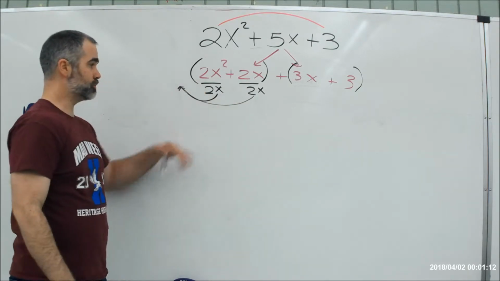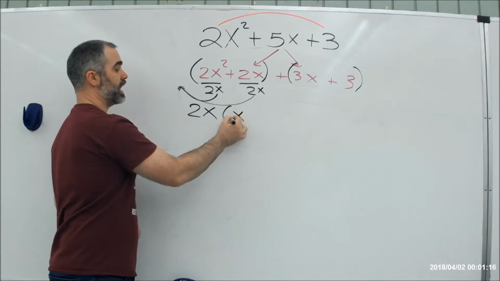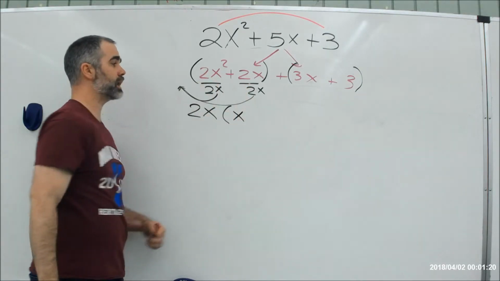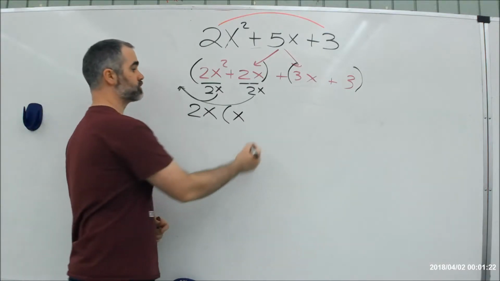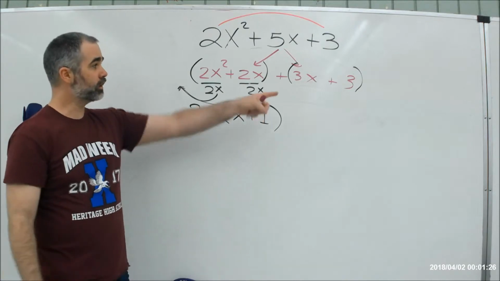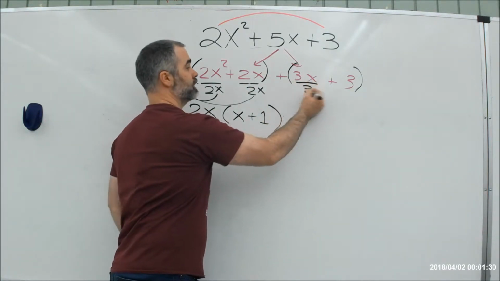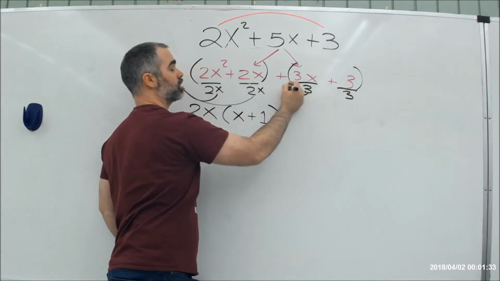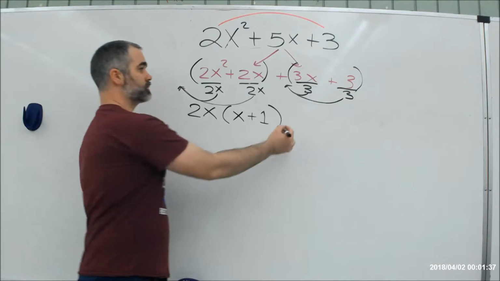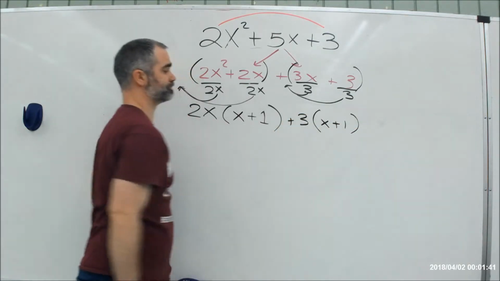So if I undistribute the 2x, I'm left with 2x times x, because 2x squared divided by 2x is just x, and 2x divided by 2x is 1, so I'm left with a 1 here. Over here, the biggest common multiple is 3. Both of these are divisible by 3, so I'm going to factor or undistribute a 3 from both of those, which is going to leave me with 3 times x plus 1.